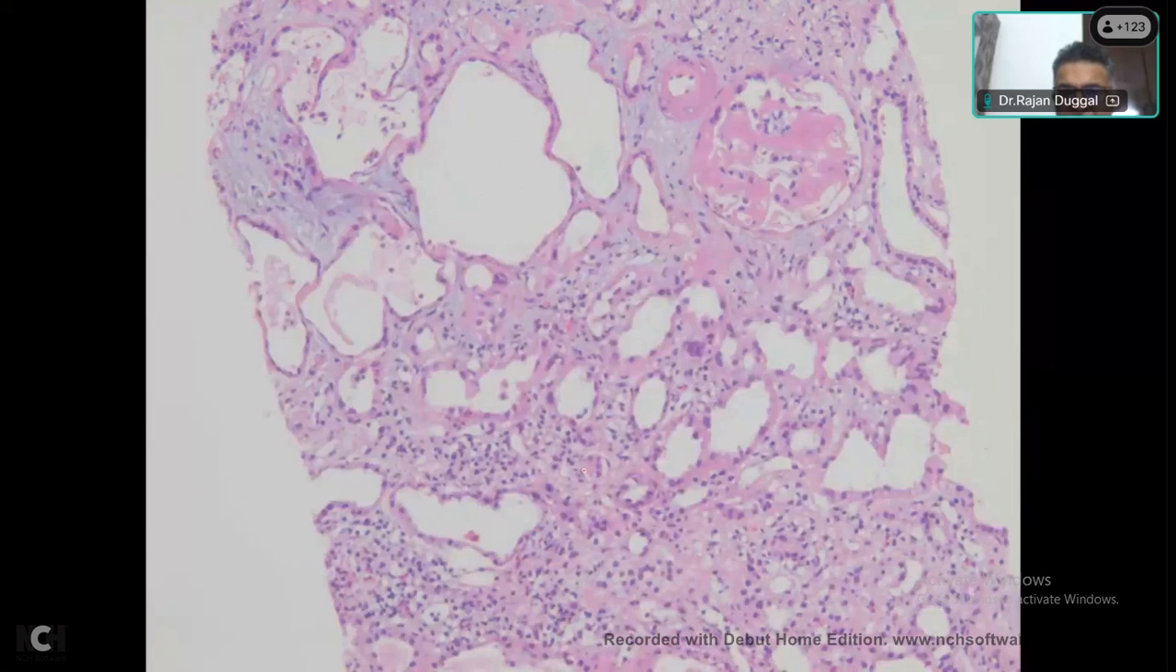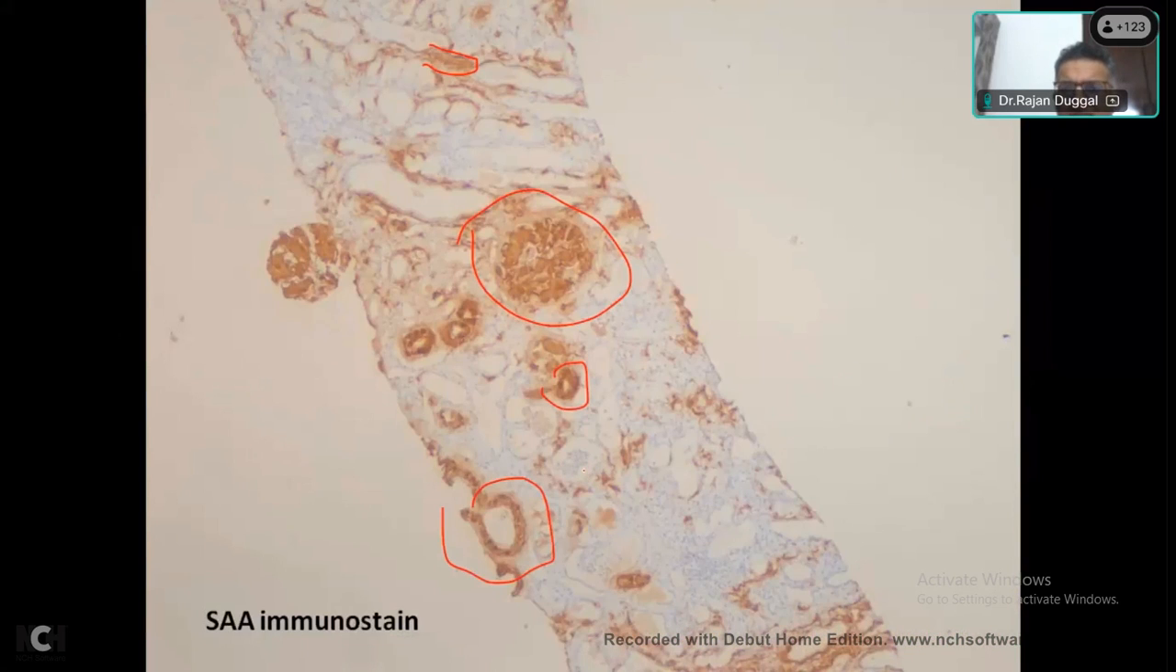Now this explains the 3+ protein. Whatever protein we thought was due to concentrated urine and all that, there is actually a cause for this proteinuria, and that is amyloid. But tell me one thing, have we explained the creatinine of 11 in this patient?